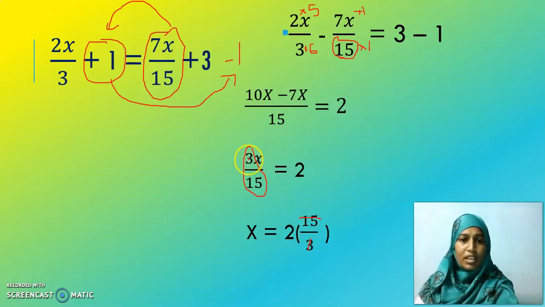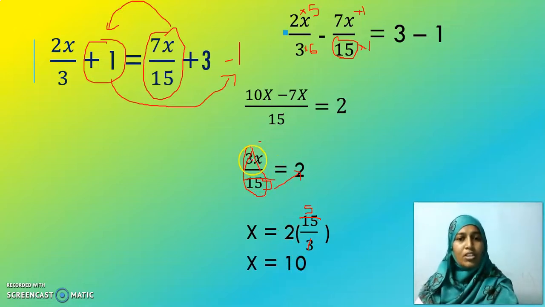Both are right. See, 1 3 is 3, 5 3s are 15. You will get 5 in the denominator, and it gets transposed to the other side. So you will get 2 5s are 10. See, here also I have 2 5s are 10. In both ways you can do it. So 10 is the solution.